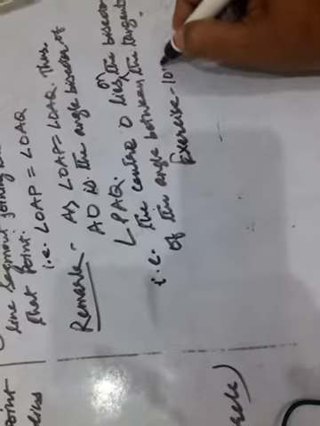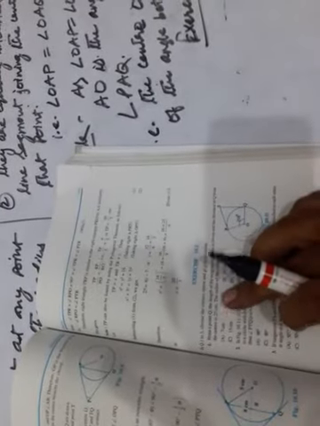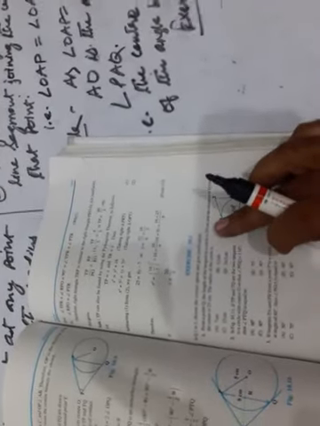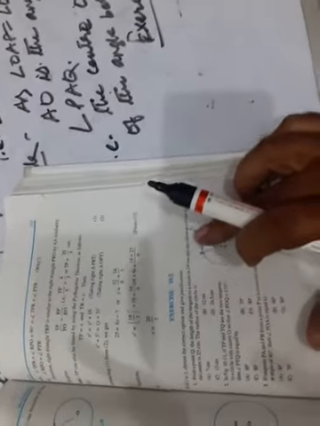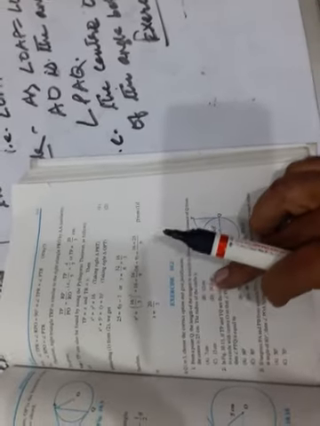Now let us move to exercise 10.2. Let us see question number 1. Question number 1 states that from a point Q, the length of the tangent to a circle is 24 centimeter and the distance of Q from the center is 25 centimeter. The radius of the circle is what we have to find.